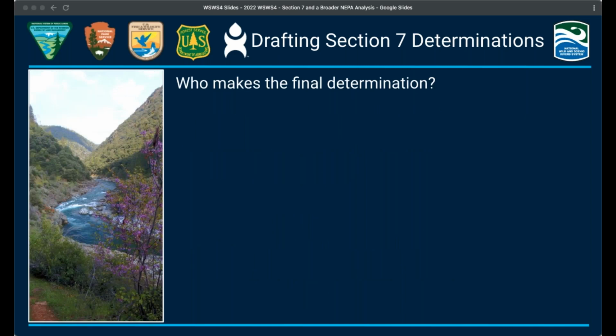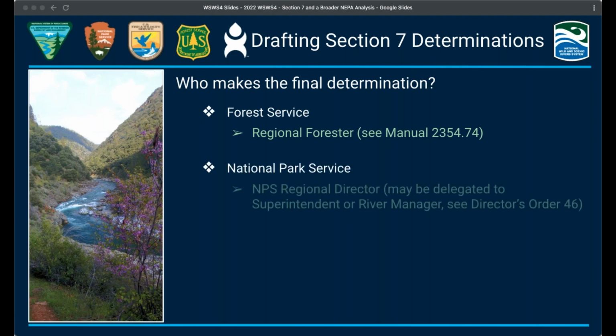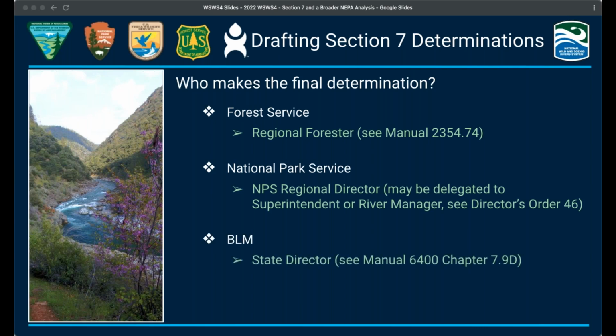And due to the importance of protecting wild and scenic rivers and congressionally authorized study areas, section 7 determinations are high-level agency decisions. In some cases, signatory authority has been delegated to lower levels of the agency, such as the park superintendent or river manager. For the Forest Service, the regional forester makes a determination. For the Park Service, it's the regional director. For BLM, it's a state director. And for Fish and Wildlife, the regional refuge manager makes the determination.